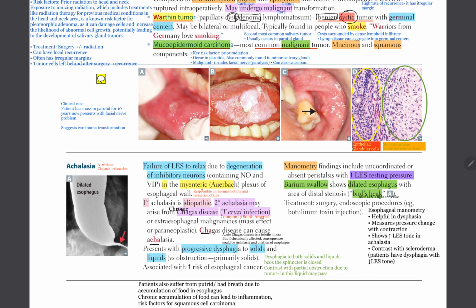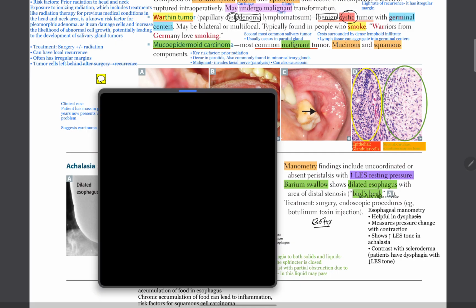because botulinum toxin is basically Botox. So Botox's purpose is to relax the muscles. Esophageal manometry is helpful in dysphagia evaluation. It measures pressure change with contraction. It shows increased LES tone. Here the tone is increased. We need to remember the LES tone is increased in achalasia. There is another condition, scleroderma. In that also the patient has dysphagia. In that, the LES tone is decreased. You need to remember the difference. Okay.